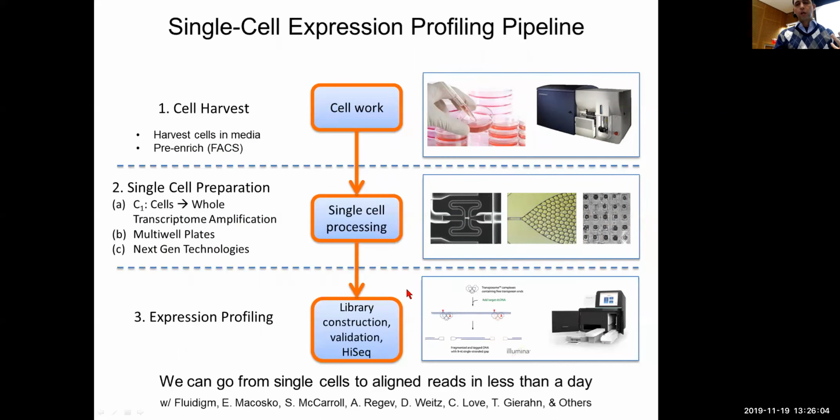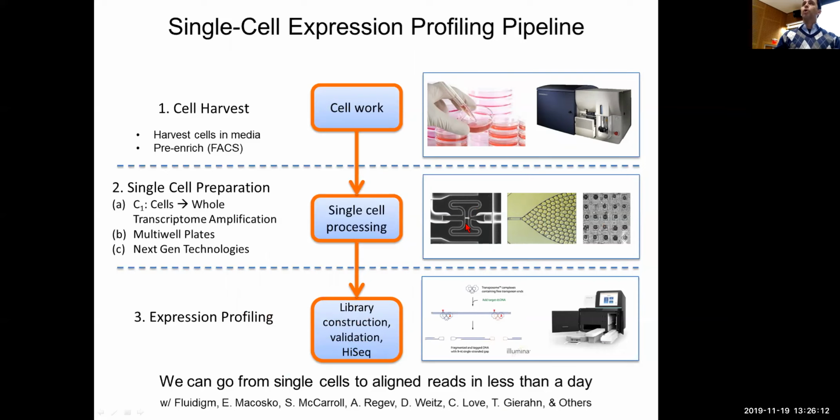And then once you have all of this, you basically construct a library from either each well or from the combination of all droplets, and then you validate the quality control, and then you basically mass compile.